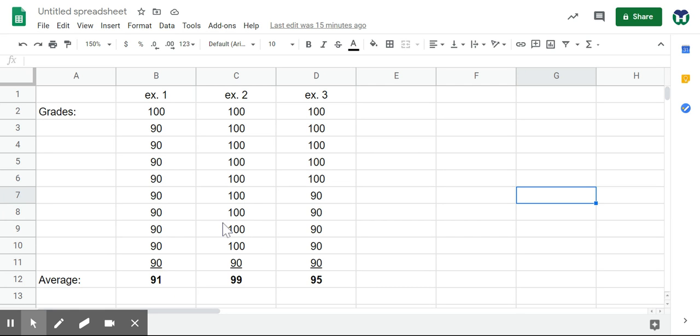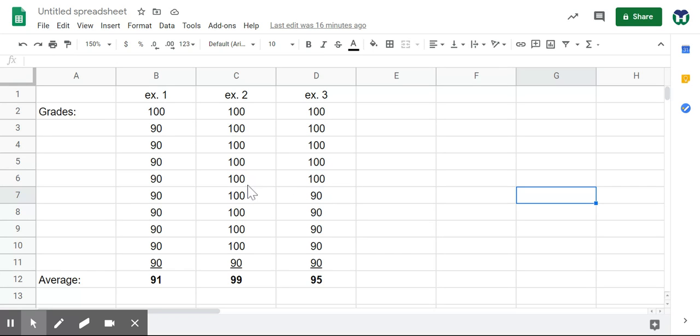So the important thing is that the average must always be somewhere in between the high and low of the grades. So if the grades are between 90 and 100, the average will always be between 90 and 100. However, it's not always going to be right in the middle. So in example 3, it's right in the middle because you have an even mix of hundreds and 90s. All right? So you would expect your average to be somewhere in the middle in between, which is 95.